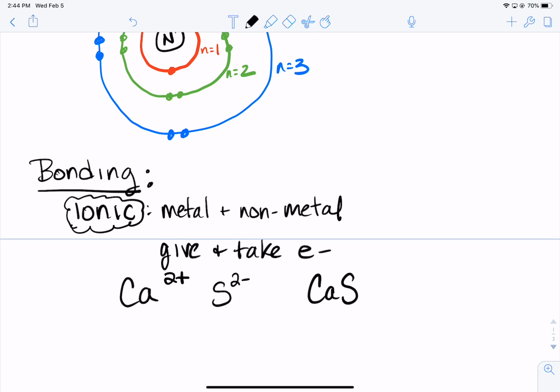We did a lab with this where we tried to melt it in a little tray, and then we tried to melt it.